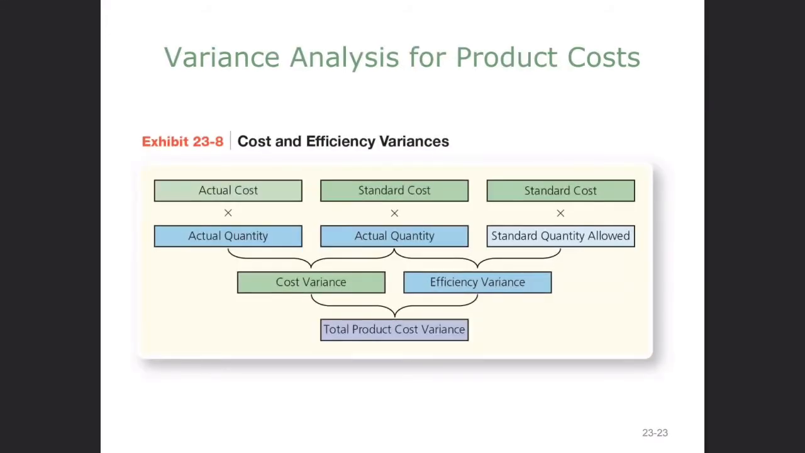So here we are looking at our cost and efficiency variances. We have our actual cost, standard cost, standard cost. So actual cost times actual quantity gives us our cost variance. Standard cost times actual quantity gives us our cost variance. Standard cost times standard quantity allowed, efficiency variance, and then the cost variance and efficiency variance give us our total product cost variance.